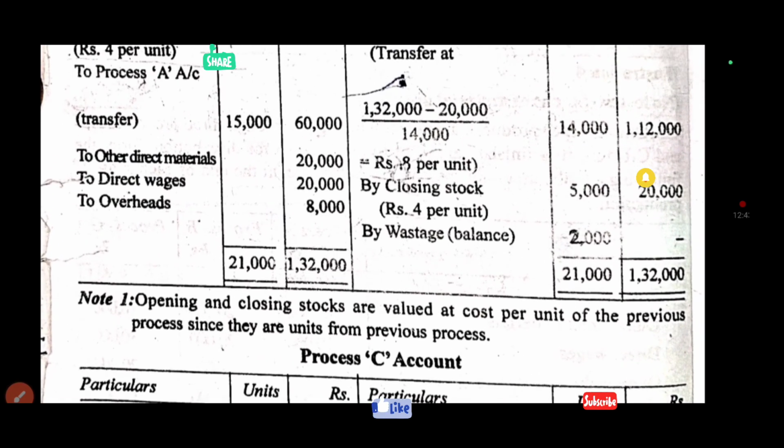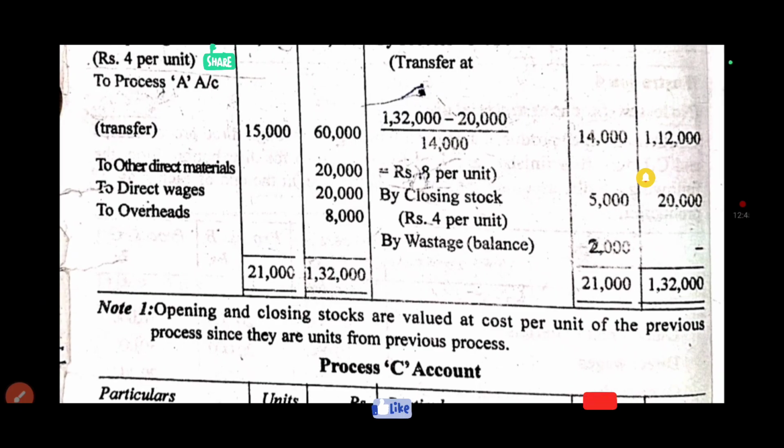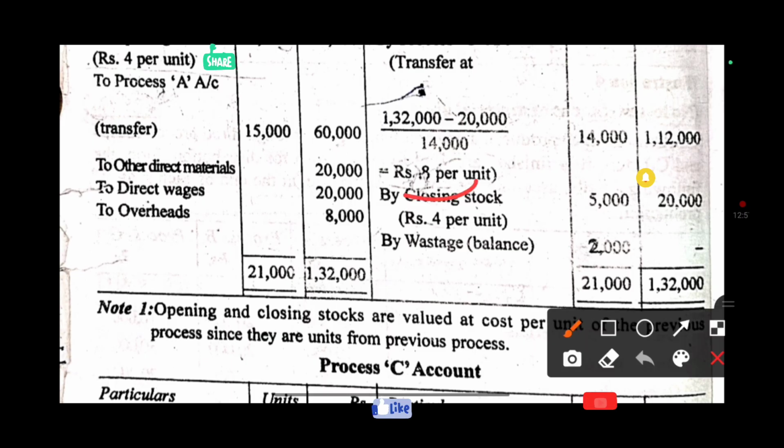Okay, we divided the previous process. How can you calculate the previous process cost per unit? We divided the total cost by 14,000 units output. You will get the previous process cost per unit is 8 rupees.